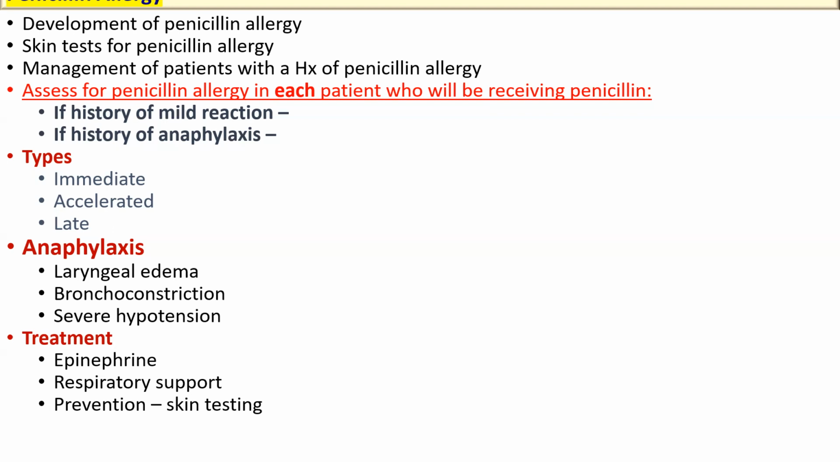Patients with anaphylaxis or anaphylactic shock due to receiving penicillin are allergic to penicillin. Anaphylaxis means there is laryngeal edema, bronchoconstriction, bronchospasm, difficulty breathing, and severe hypotension. And that's from the allergic reaction, from the immunoglobulin type E that's going to result in massive vasodilatation.